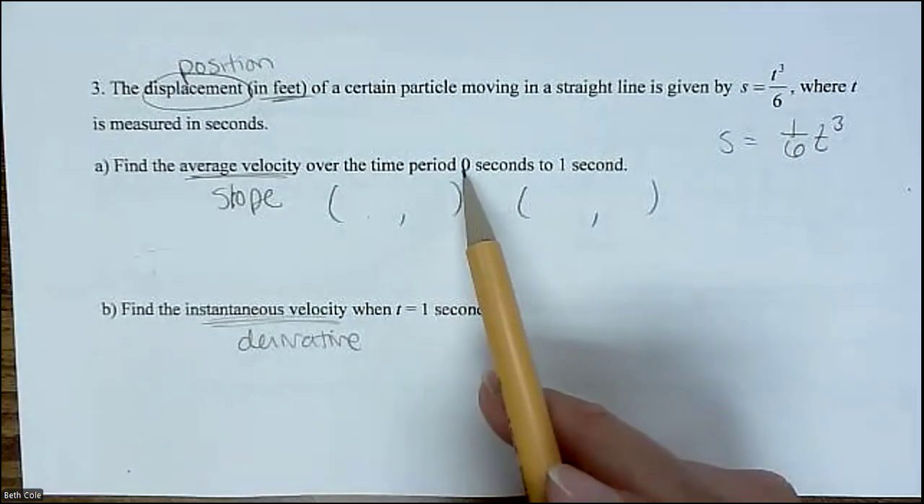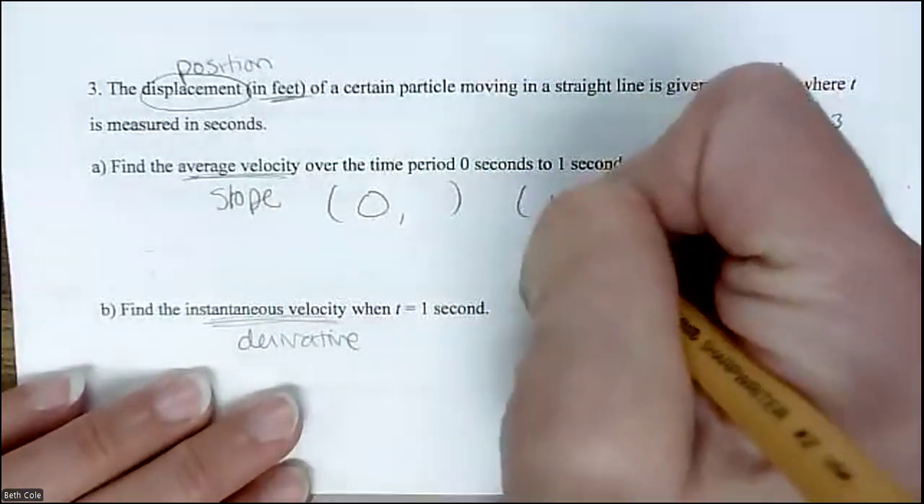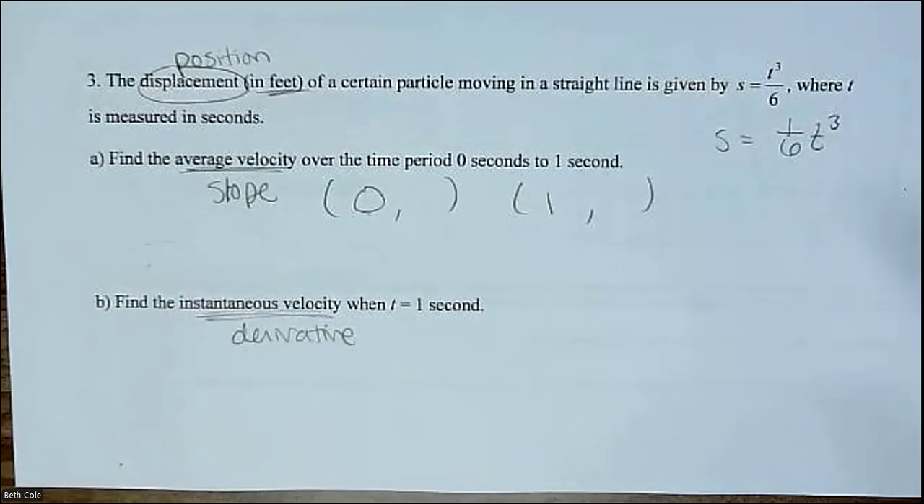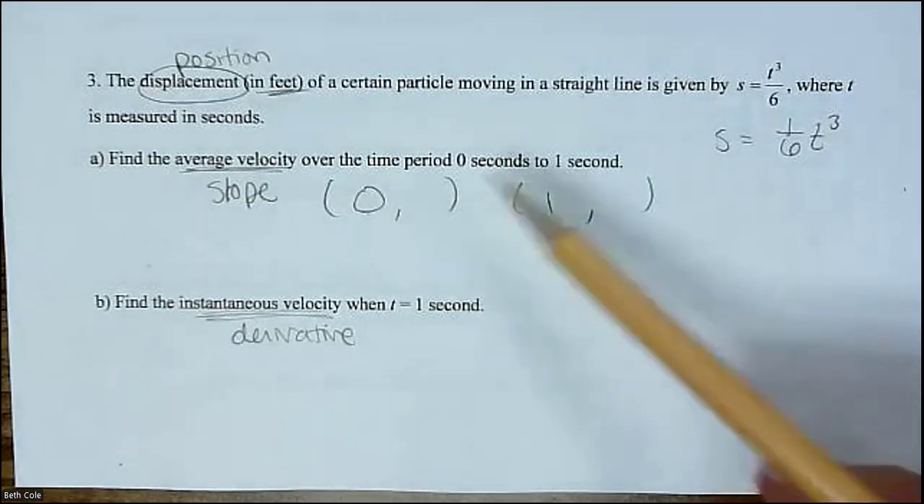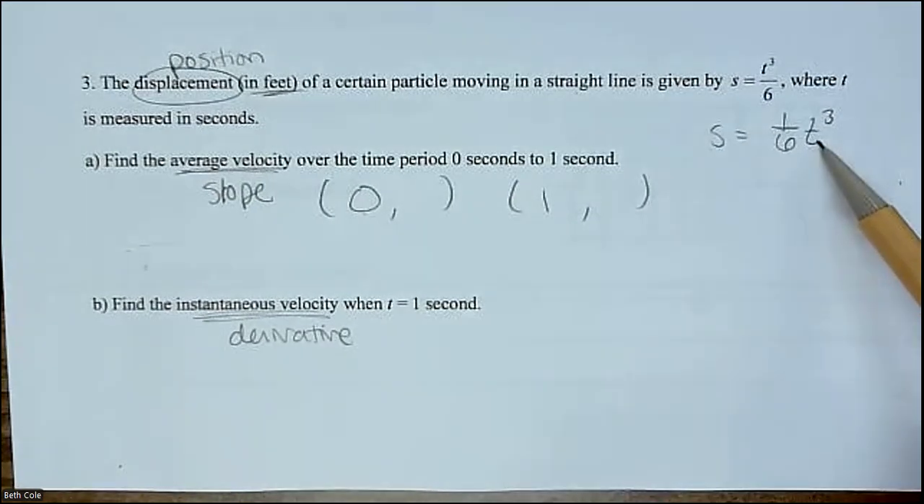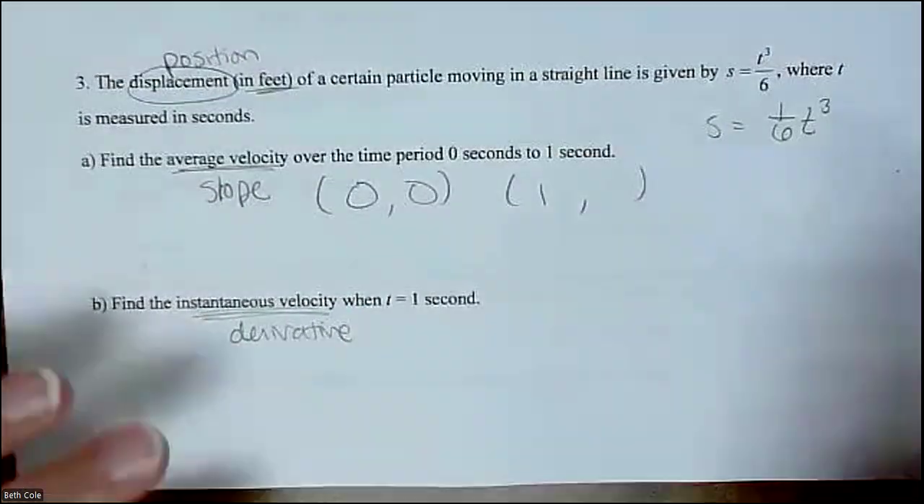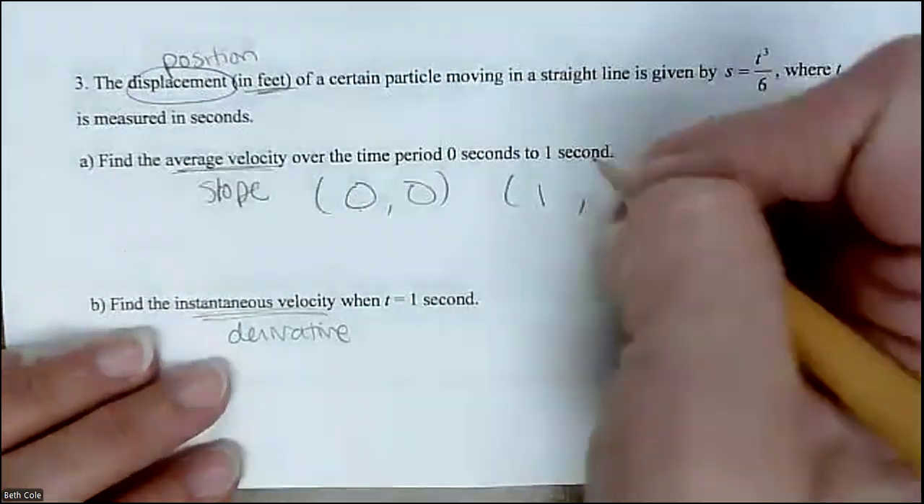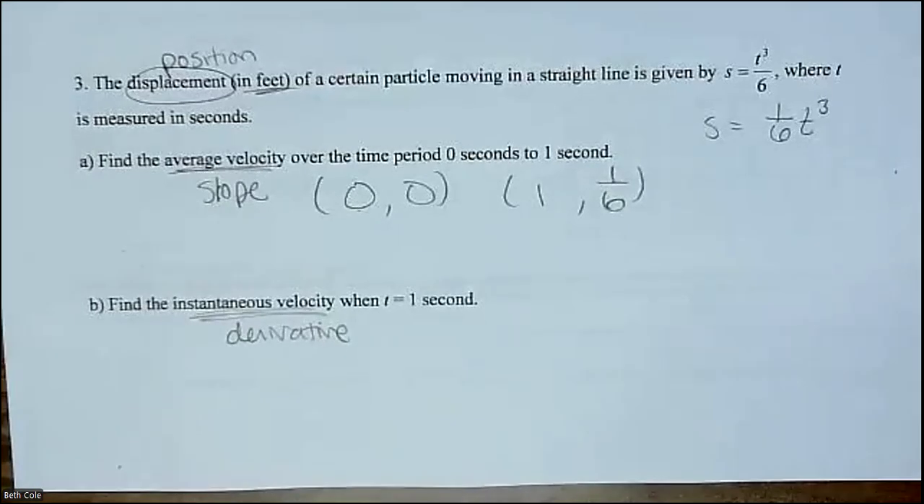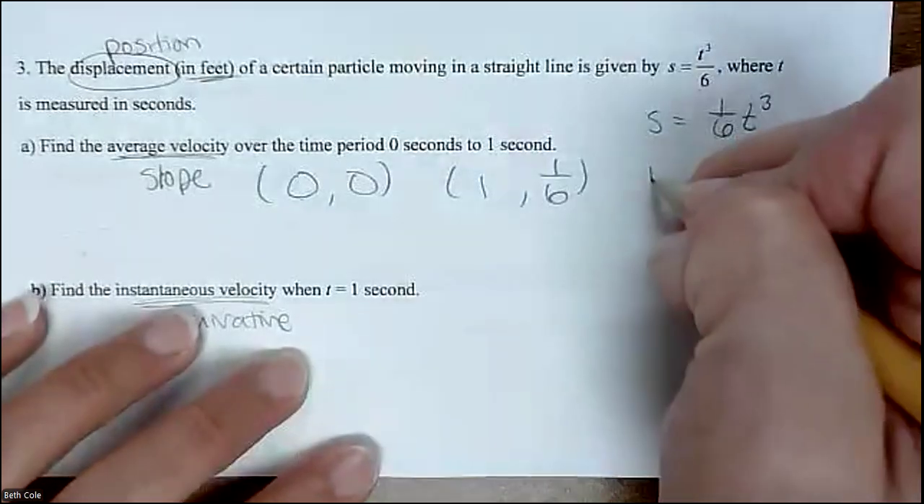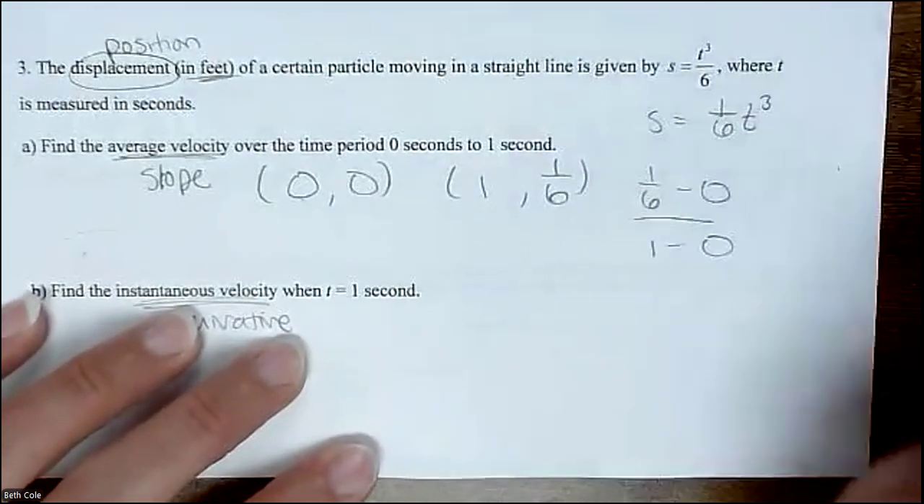So it says over the time period 0 to 1 second. So we want to plug in 0, we want to plug in 1 and just see what we get. Don't overthink this. This is a really simple question. If you plug in 0 for time, what do you get? 0. And if you plug in 1, you get 1/6. It's really simple because one of the points is 0, 0, but if you go to do your slope, it'll look like that.